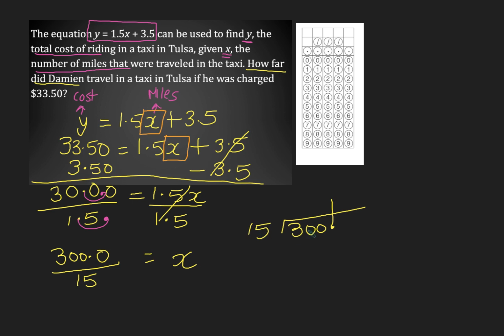15 goes into 30 2 times. 2 times 15 is 30. When I subtract, I get 0. But you're not done. I find students stop here when they get 0. They're like, oh, it terminated, I'm done. No, we still have this 0 that we have to bring down. 15 goes into 0, 0 times. So x is actually 20.